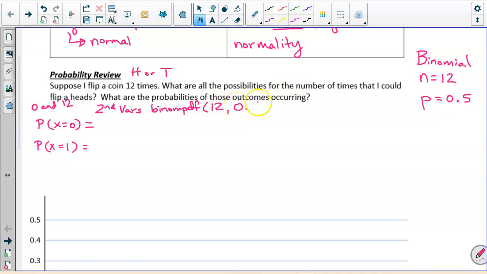It says what's the probability of P? So that's going to be 0.5. And then X. So that's why I wrote it this way. I'm looking for no heads. So for this one, my X is going to be 0. That's going to change for each of these, okay? And then I'm going to paste it and hit enter. And you'll see it says 2.44140625 e to the negative 4. That's scientific notation. So what do I have to do? Move the decimal to the left 4 times. So this probability is actually 0.000244. Good. So I'm going to do that.